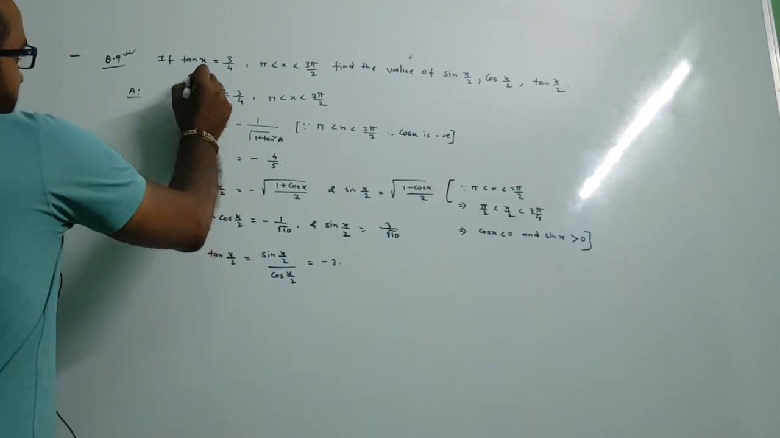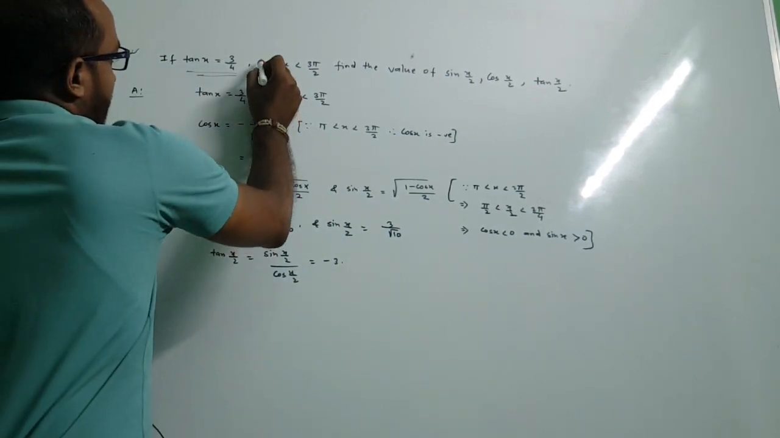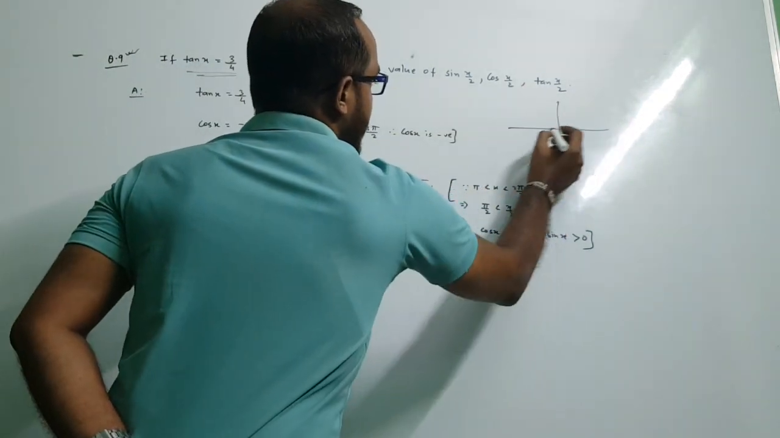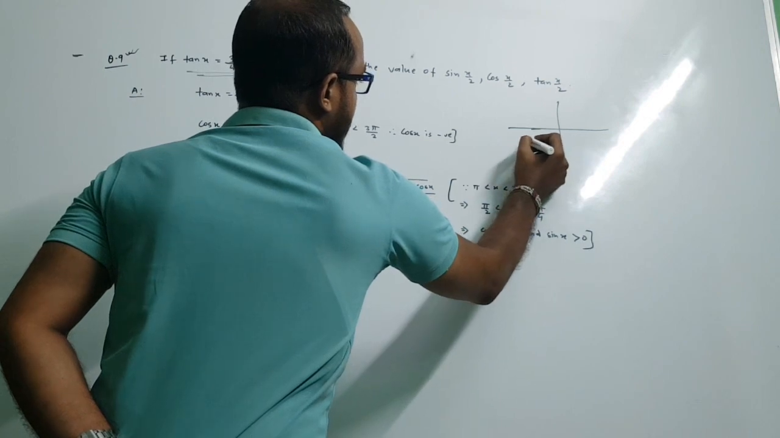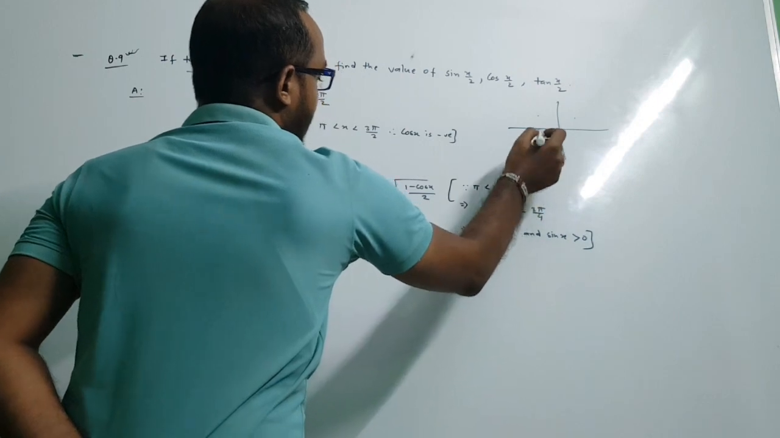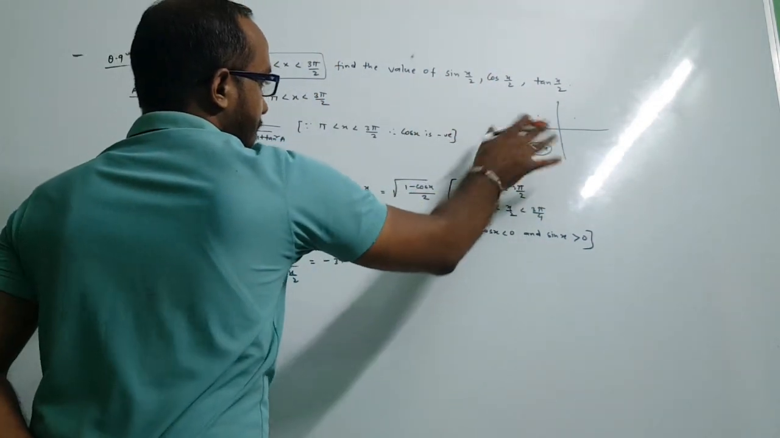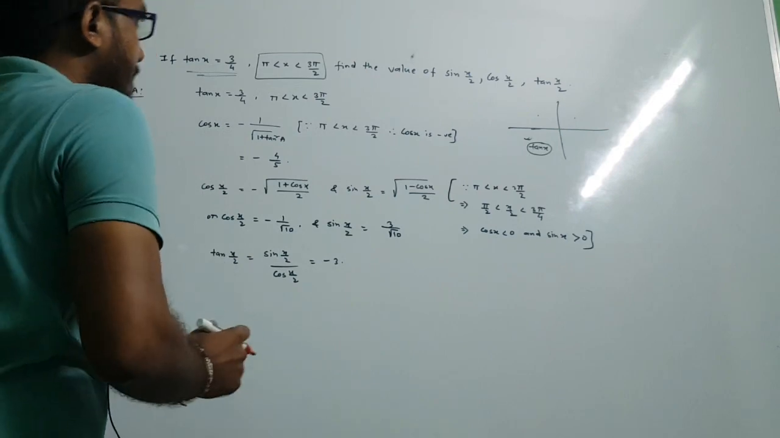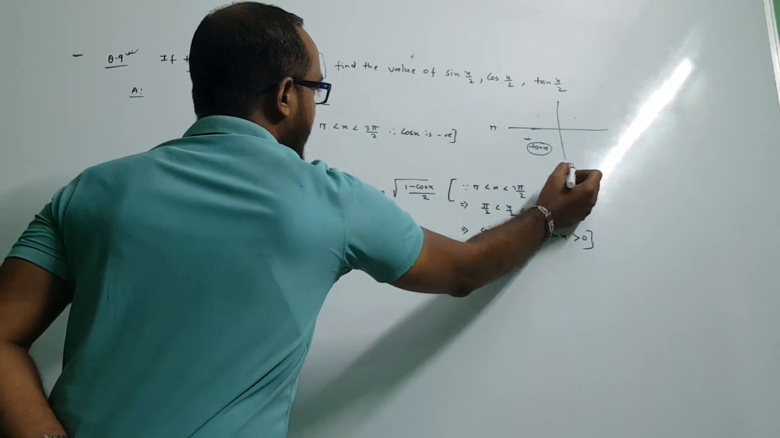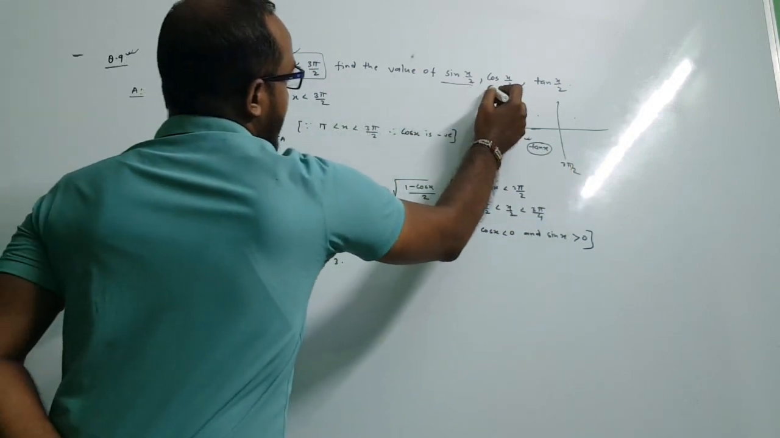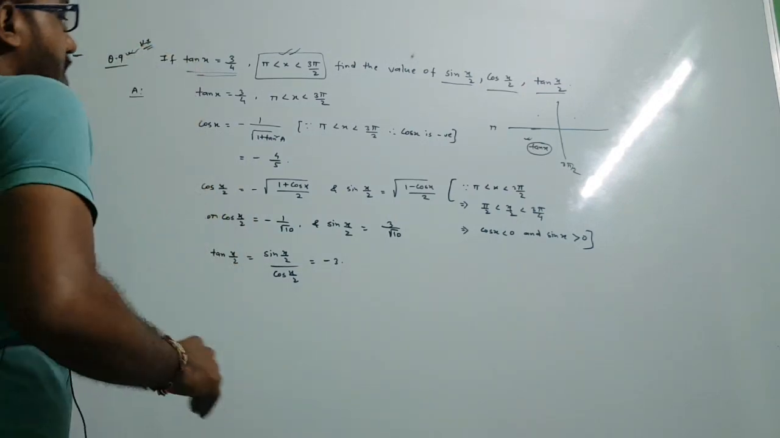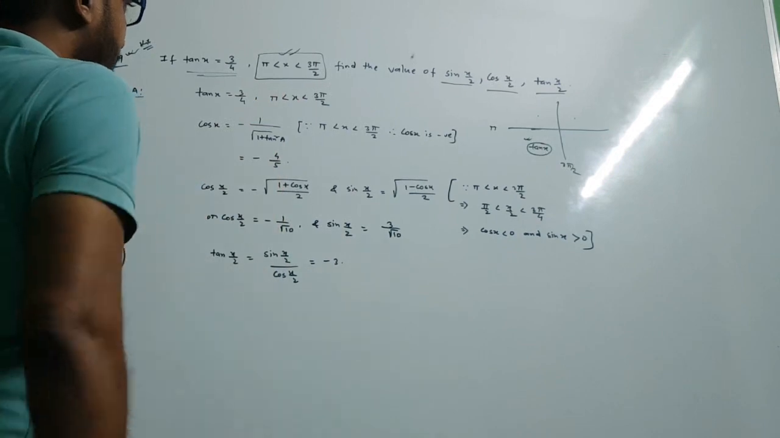See, it is given that tan x equals 3 by 4 and x lies between pi and 3 pi by 2. That means x lies in the third quadrant. All Sin Tan: only tan and cot are positive here, and the rest are negative in the range pi to 3 pi by 2. This is pi and this is 3 pi by 2. Find the value of sin x by 2, cos x by 2 and tan x by 2. This is a very important type, and if you can solve one problem, you can solve any problem.